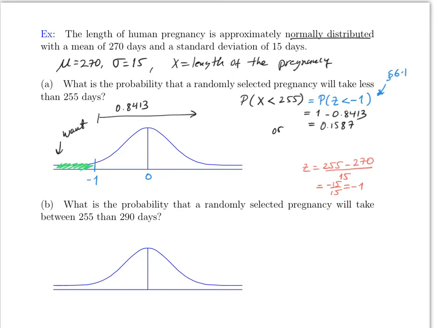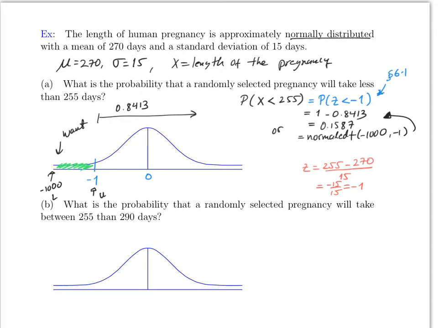Or if you want to use the calculator, this is normal CDF. The lower bound is minus 1000 right here. This is the lower bound, and this is the upper bound, which is negative 1. And again, it will give you the exact same answer.